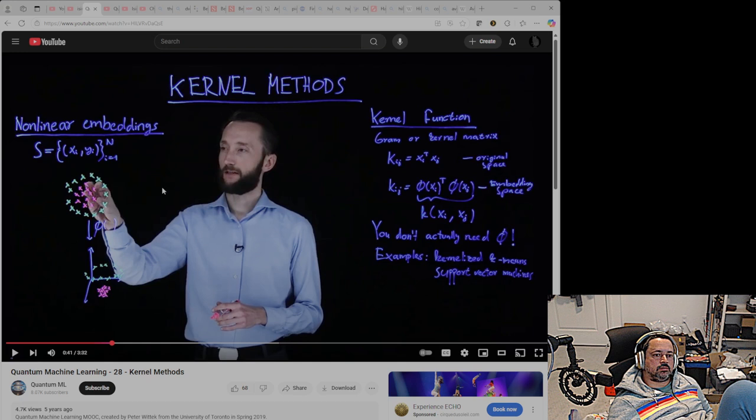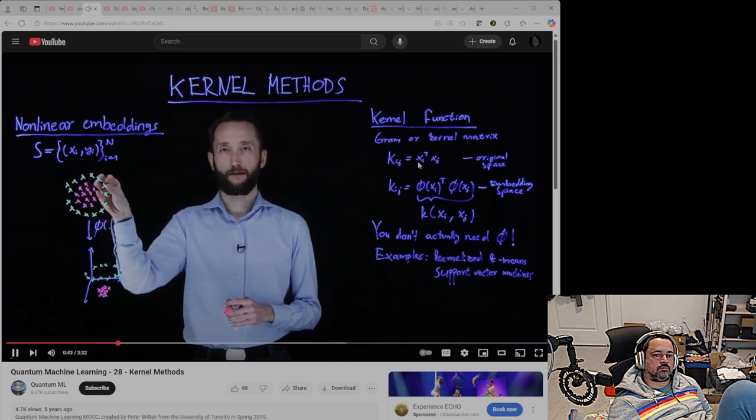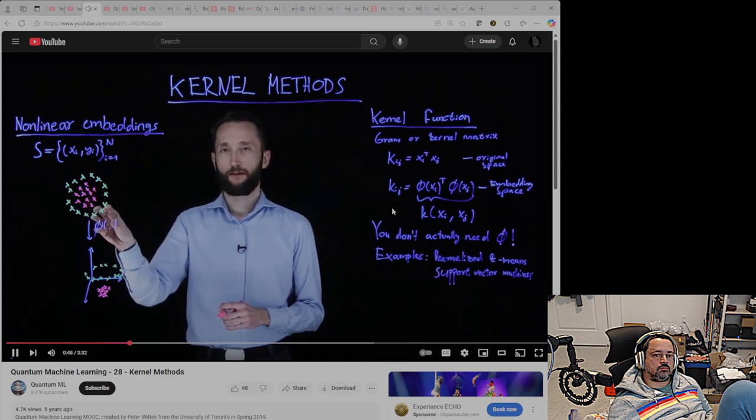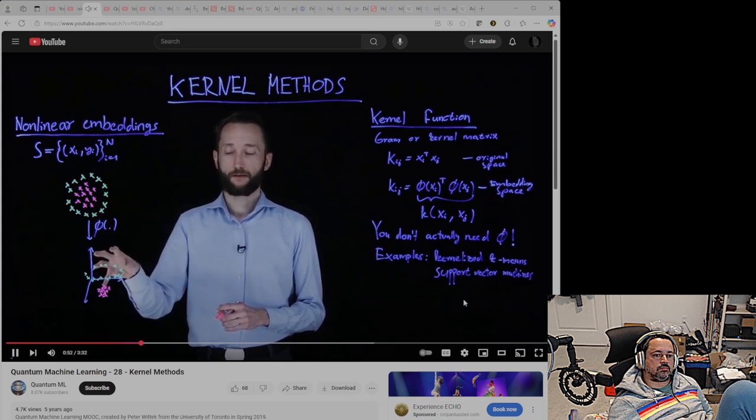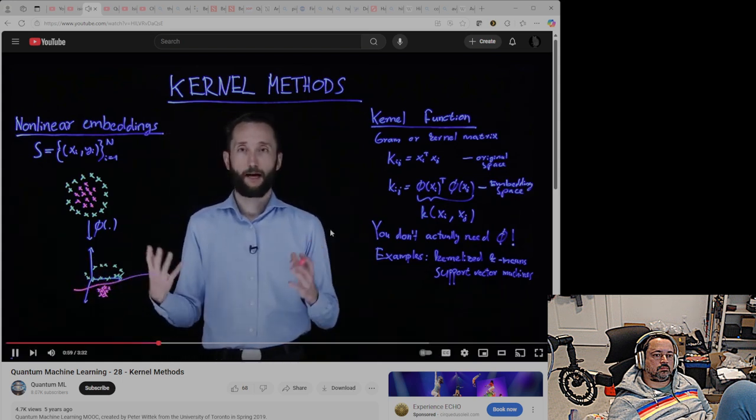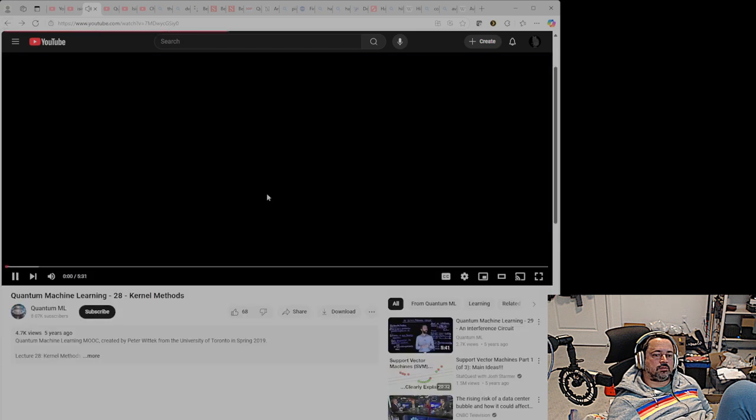For instance, you can have this structure where one class is embedded inside the other. And what we do is we develop some kind of nonlinear embedding that would pull the points apart in some higher dimensional space. So in this new embedding space, you can easily separate the two classes by, say, a hyperplane.